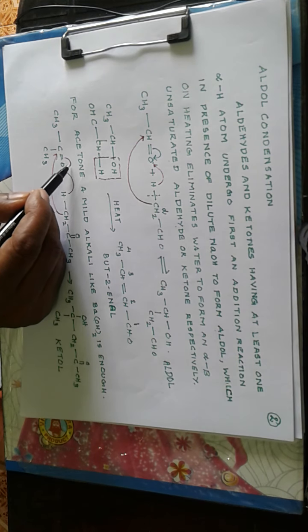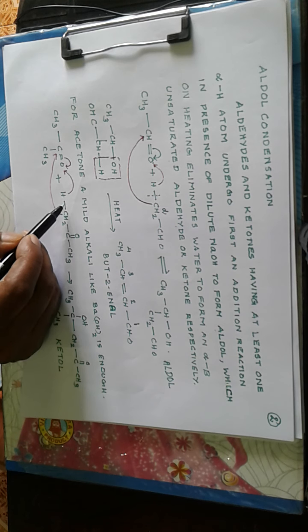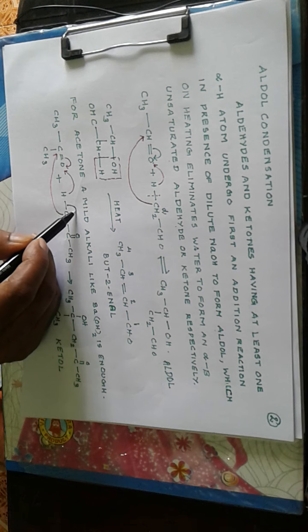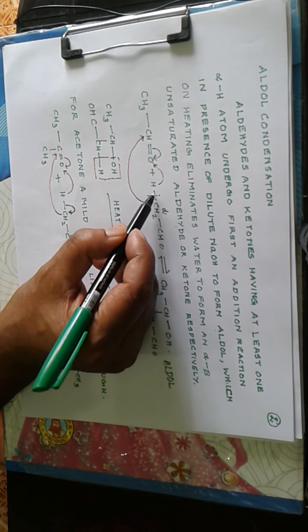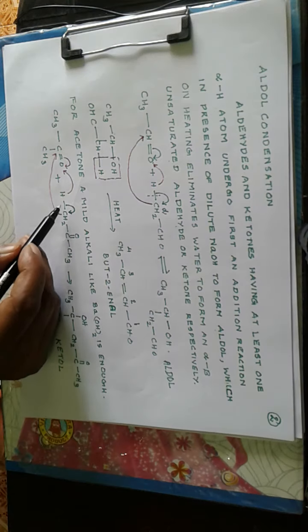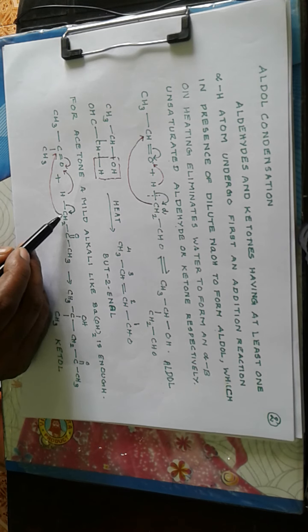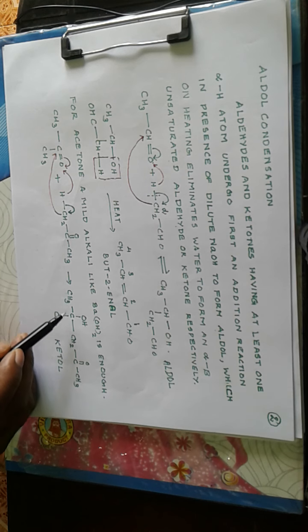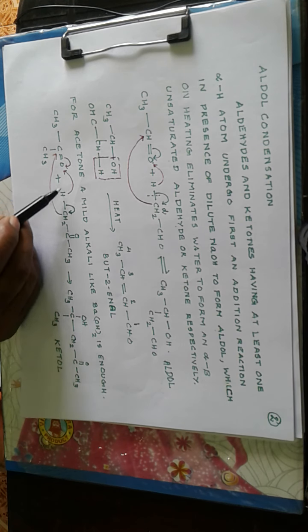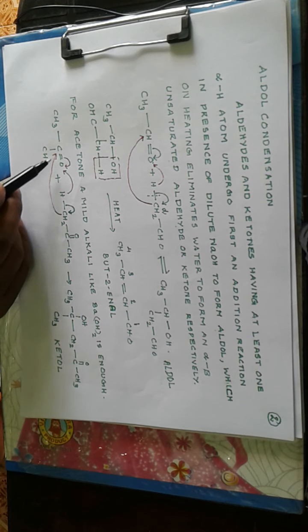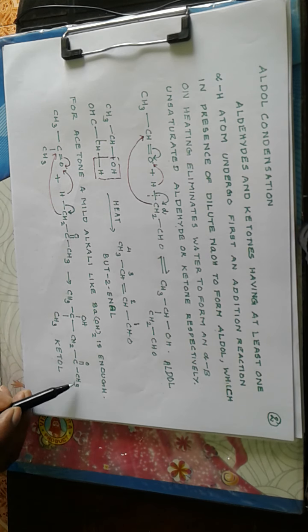Now for acetone, the alpha carbon here has 3 hydrogen atoms connected to it, so 3 alpha hydrogens, and the CO group polarizes like this, C positive, O negative. Then this bond will be shifting like this, here also this bond will be shifting like this, and H positive connects to oxygen, and CH2 connects to this carbon, so we get CH3C(OH)(CH3)CH2COCH3, and it is called the ketol.